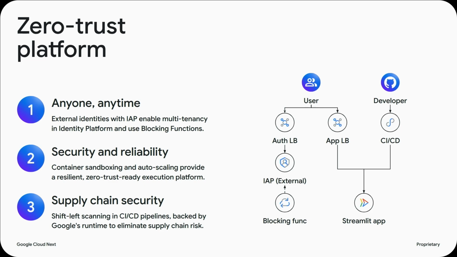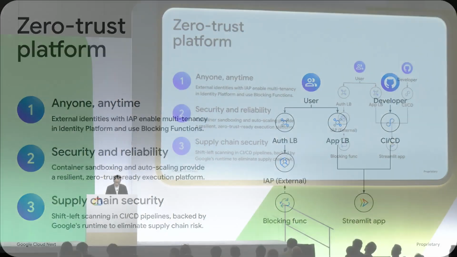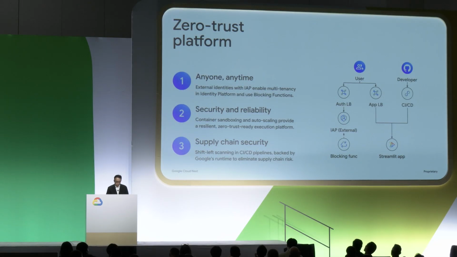The third, supply chain security. A platform serving 91 subscribers is a high-value target. Our CI/CD pipeline enforces shift-left security. Every deployment is scanned and verified before it reaches production. Cloud Run's managed runtime means Google handles infrastructure security. We focus our investment on the application layer.